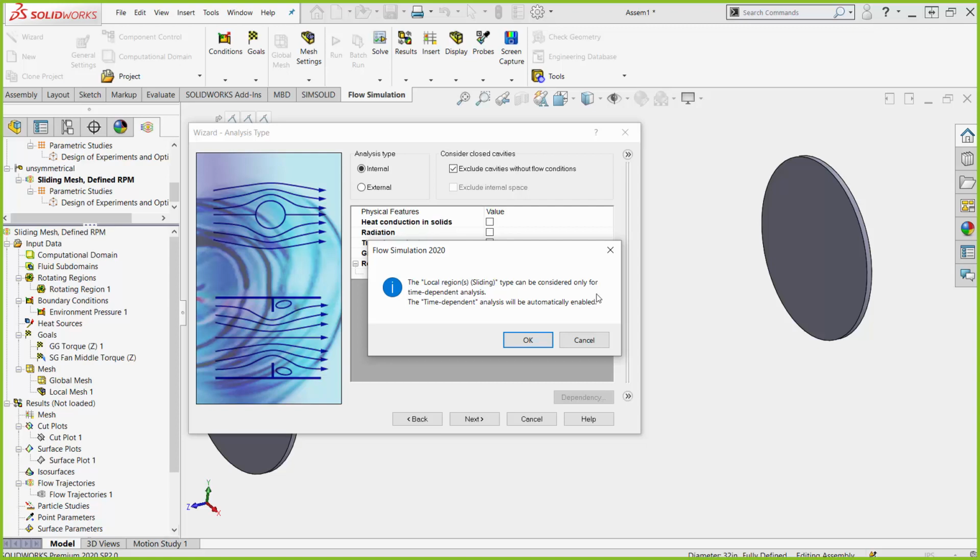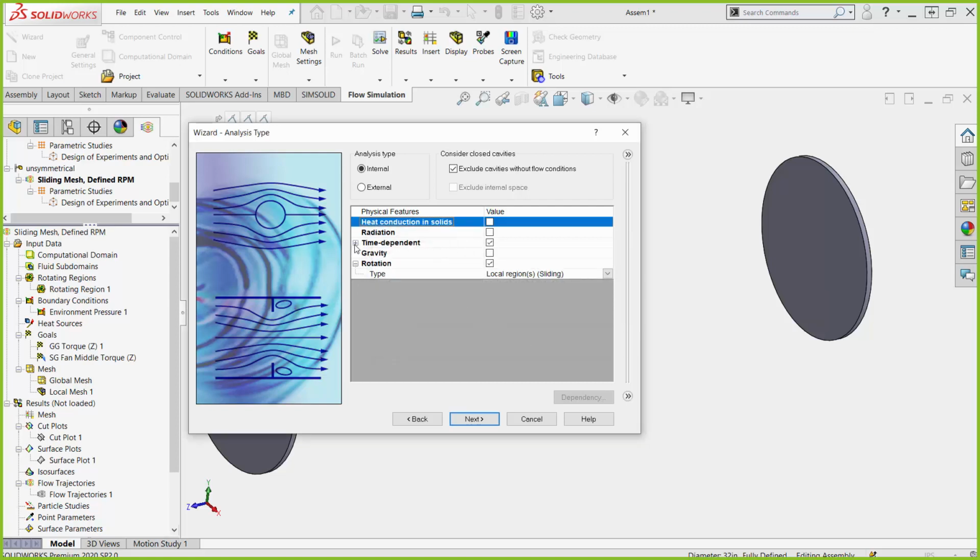Because I'm no longer making the assumption that the fan and the fluid around the fan has had a long enough time to reach steady state and all be rotating at the same speed, I can no longer make that assumption. I have to have the fan blades forcibly pushing on the air. So it has to start from a velocity of 0. So time is now a factor in the calculation. So it's asking me to turn on time-dependent analysis. Okay. So I went ahead and turned that on.